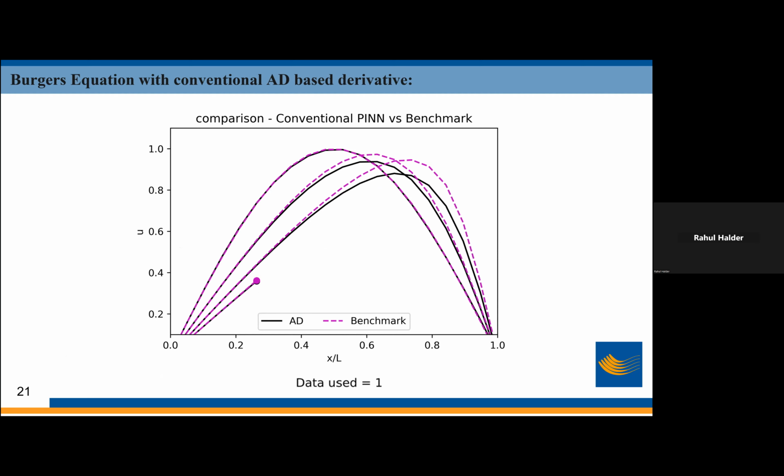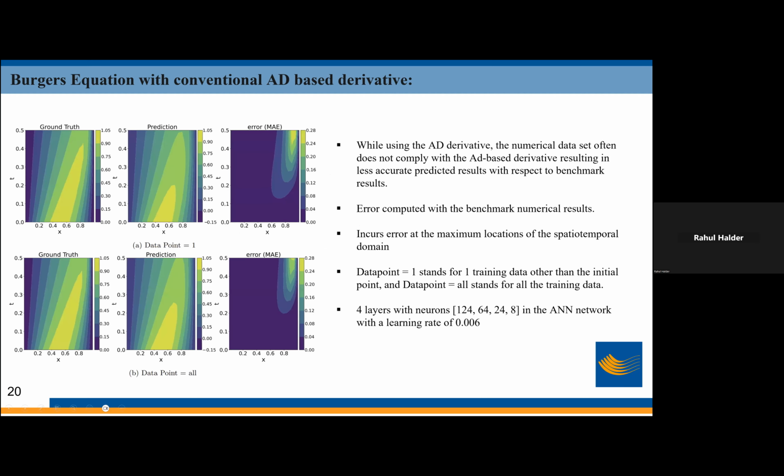So of course, at the end of this upper right corner of the spatiotemporal domain, it will show much higher error. But this error is with respect to the discretization scheme I have used. Probably if I use something else, it would have been closer to the AD-based derivative. So it is also nothing conclusive.